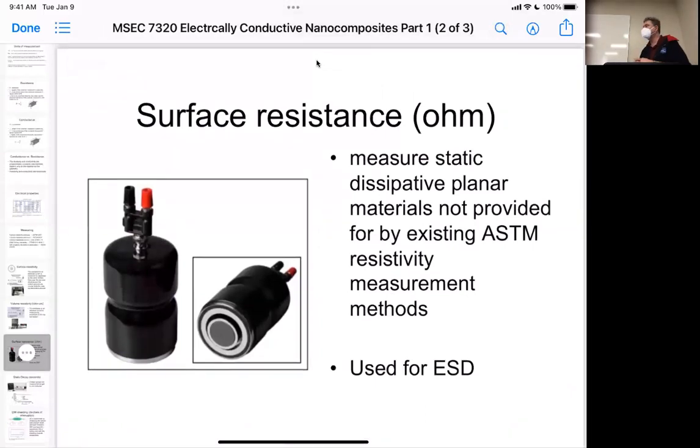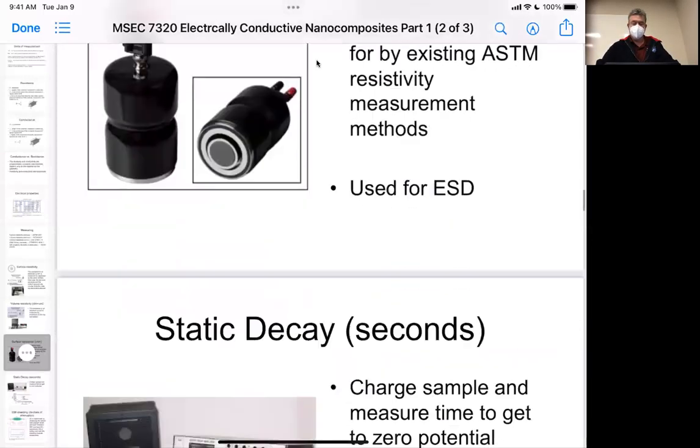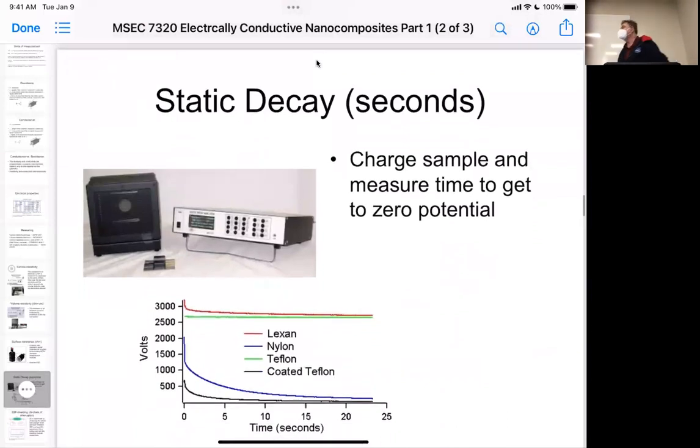So then if you want to actually just do ESD or static dissipation, you actually have a different one. It's closer to the surface resistivity, but it's a smaller cell. And it'll measure it for these planar materials. And it also, I believe, has its own weight loaded in it as well. So it's basically the same thing. It has a ring and a disc, and you put a field across that and measure the conductivity. And that'll give you a surface resistance in ohms. ESD.